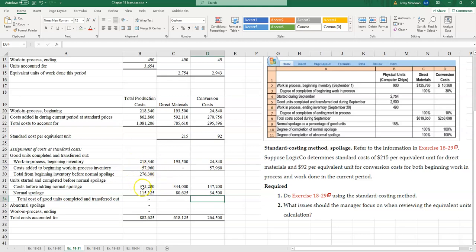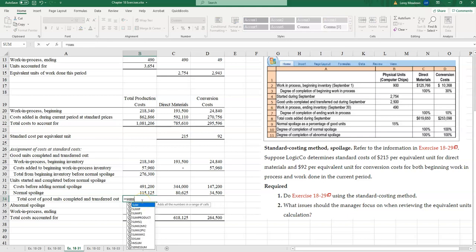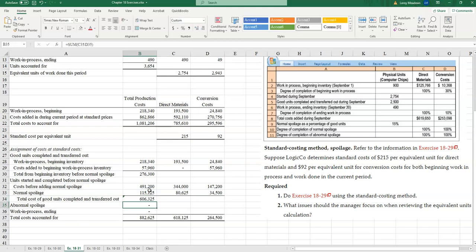And remember, we roll that number into the total cost from beginning inventory and the cost of any work added to the beginning inventory plus the work added to the units started and completed. So when I do that, I'm going to get how much? Well, the total cost of goods completed and transferred out, 600. Nope. We have to add in beginning inventory. There's where I missed it. Okay. Beginning inventory plus cost for units started and completed before normal spoilage, and then plus normal spoilage. And the total cost of good units completed and transferred out, $882,625.